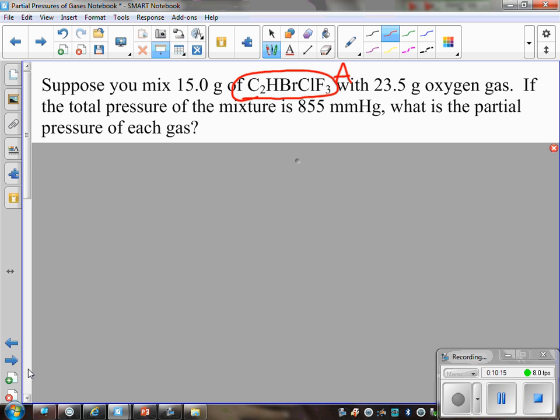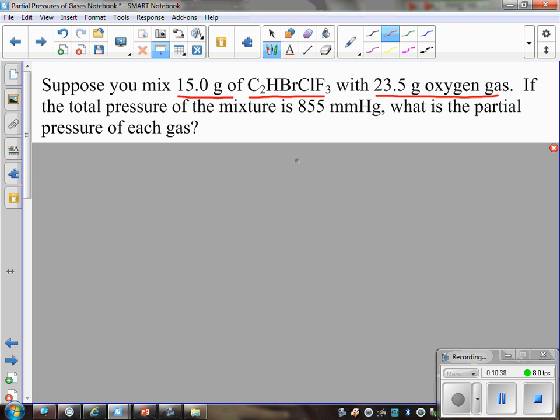If you take a look at this problem, sorry for this up here, I don't want to confuse you. What you see is that they've given us grams of our substance, and then they've given you grams of another substance, and we know we can convert grams to moles. So that's essentially a mole value that they've given us. We just have to do the conversion. They've given us the total pressure, and then they're asking us the partial pressure.